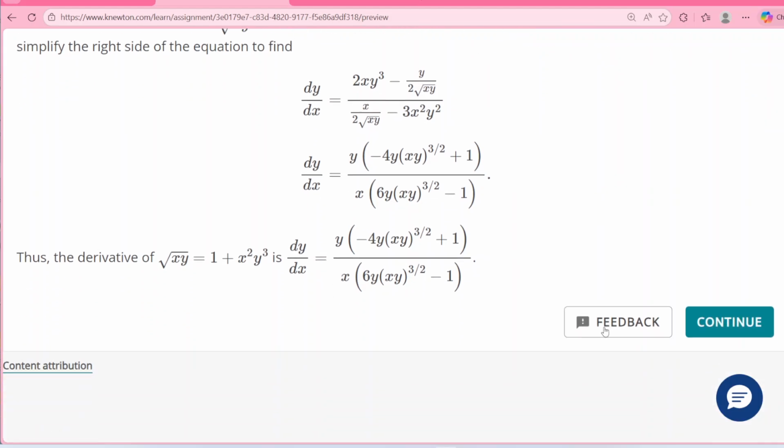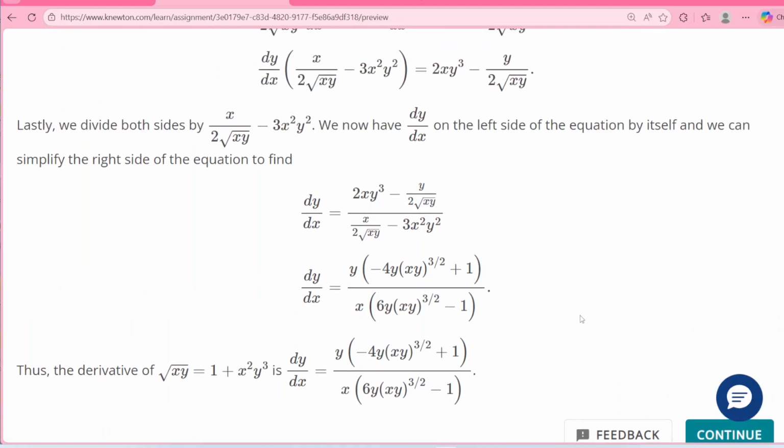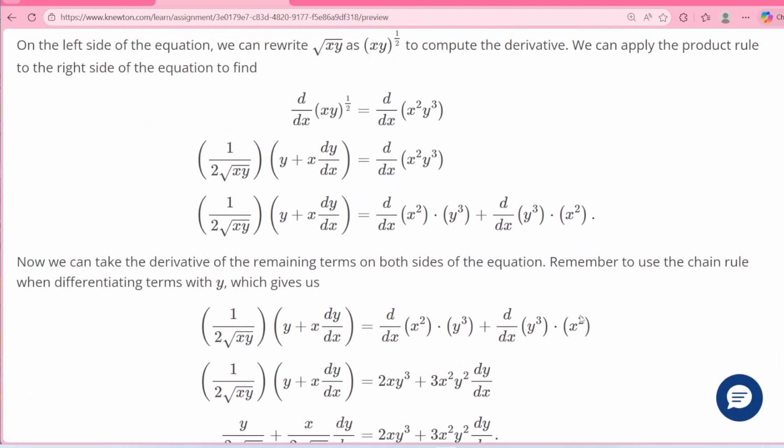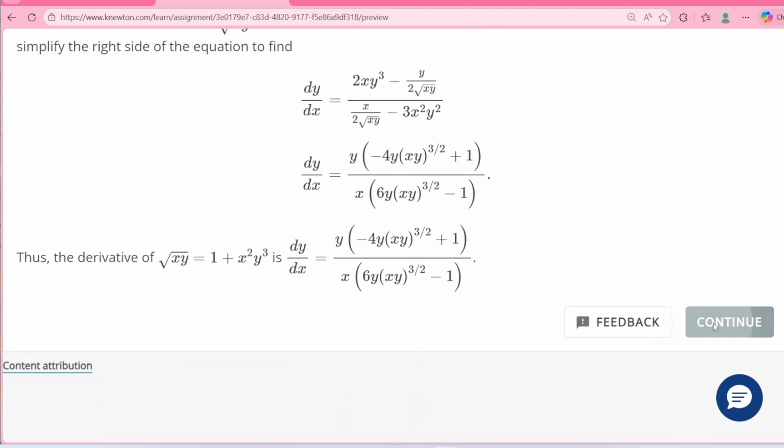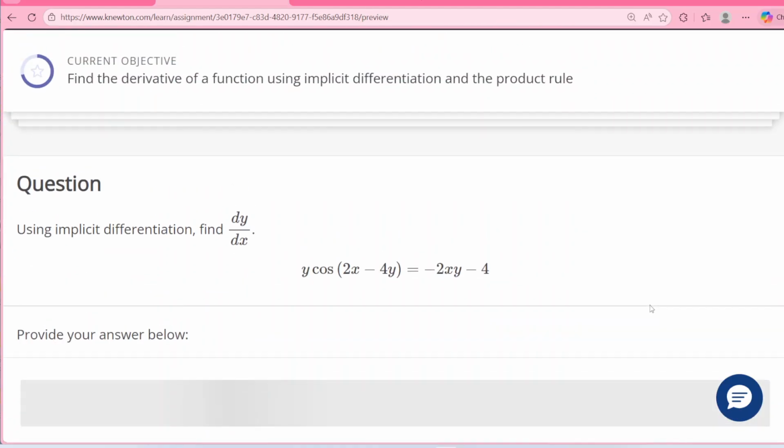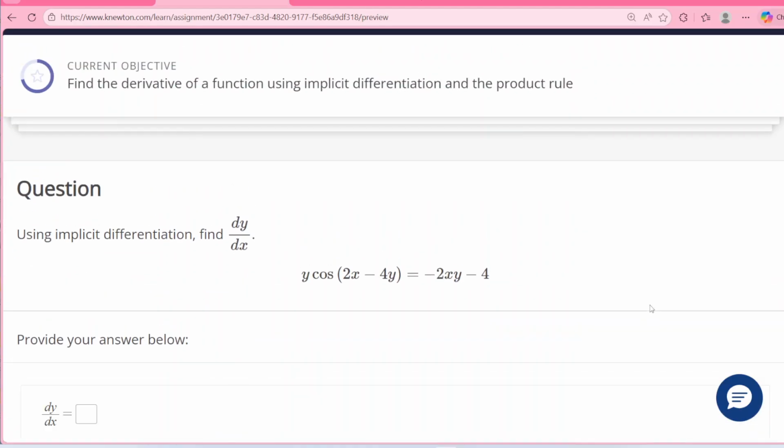All right, so I'm going to send feedback to them later about this. The expression that I have in there is correct. All right, so let's continue on. All right, do another one of these.